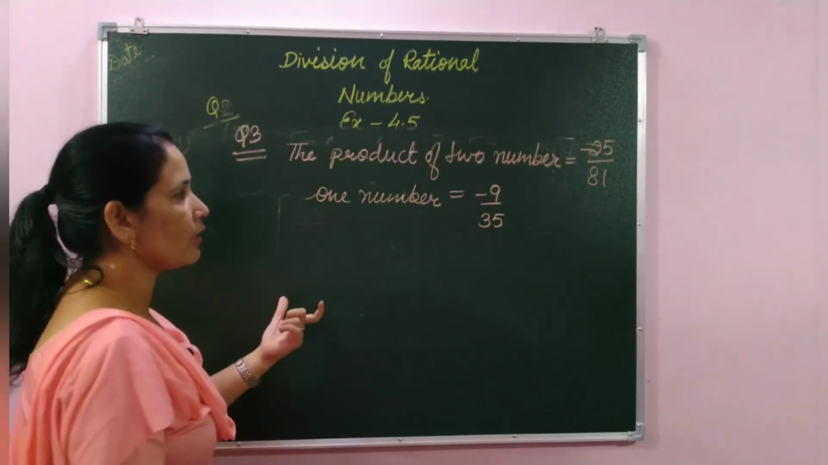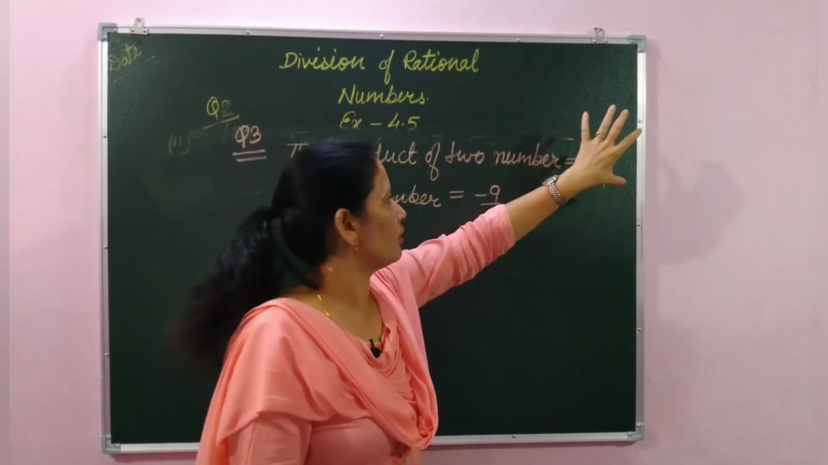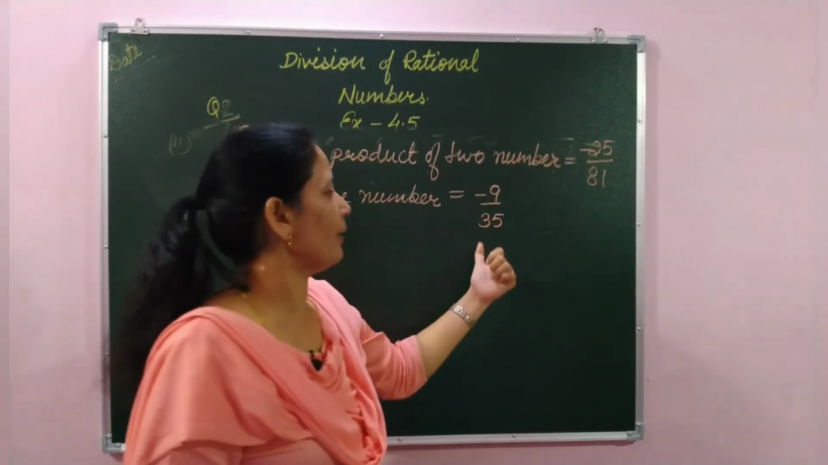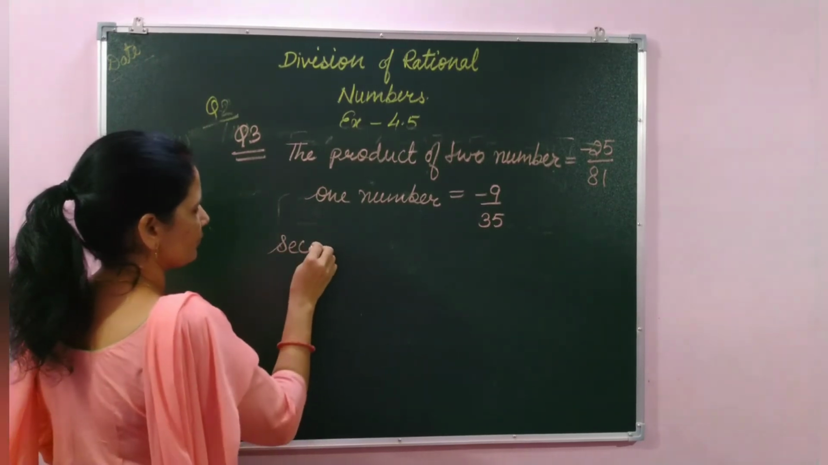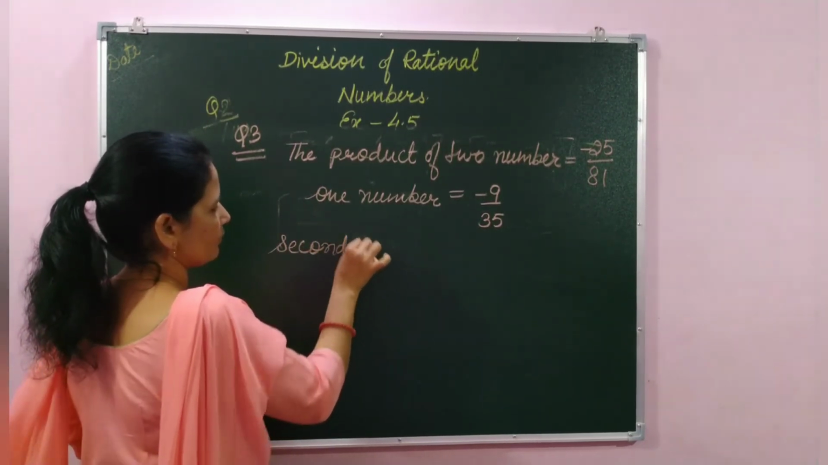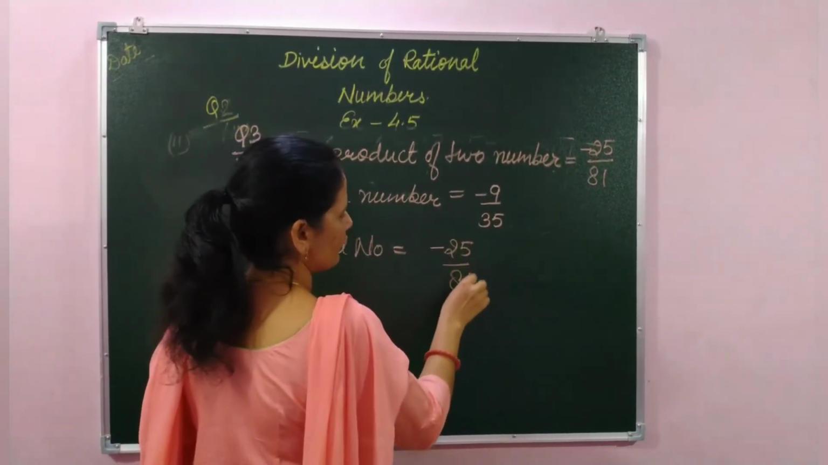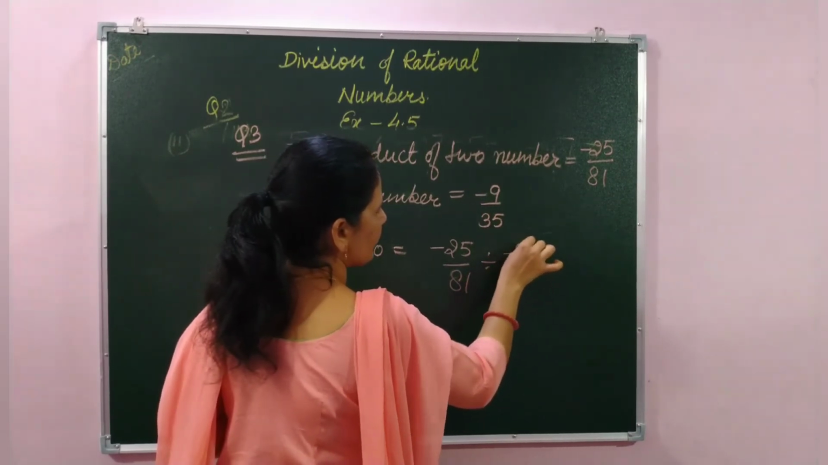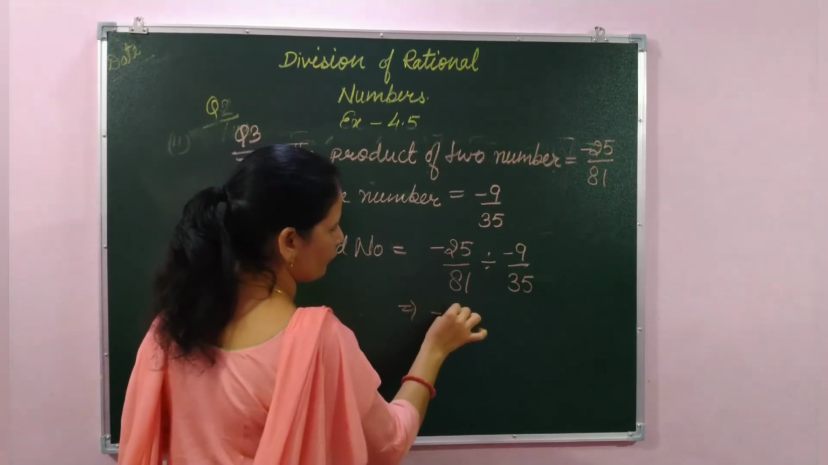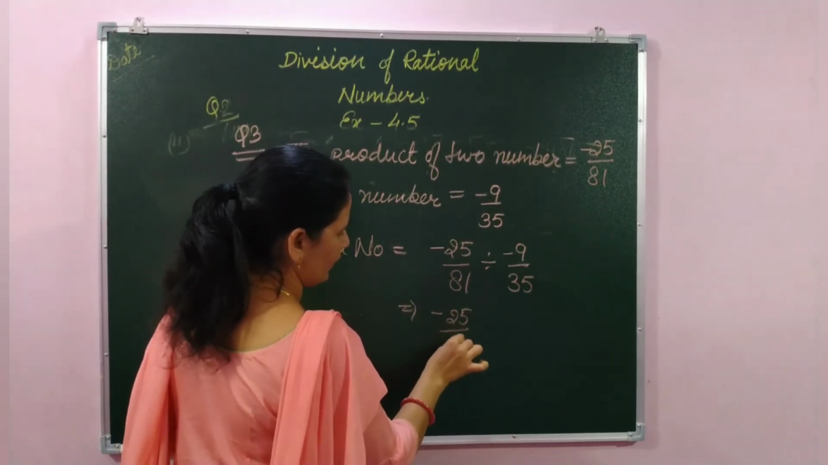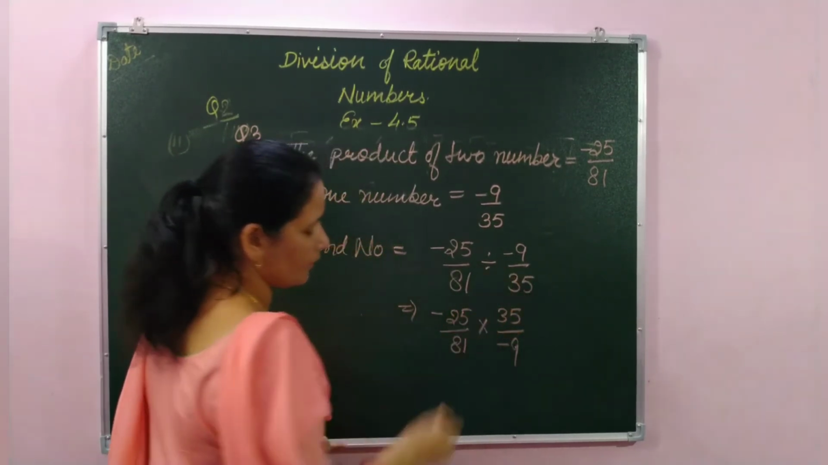So students, when we get this type of the questions, that means they have given the product of 2. So the total product of 2 divide by 1, then we can get easily the second number. So to find the second number, the product of two number divide by the given first number. Okay students, so minus 25 by 81 multiply 35 by minus 9.